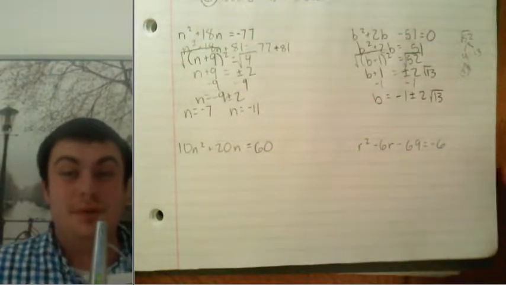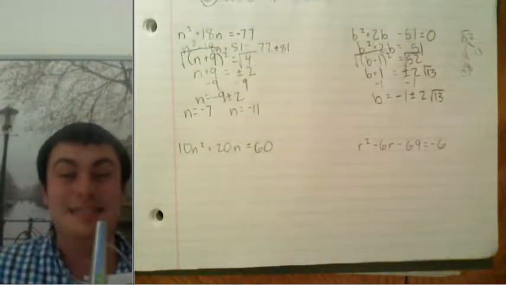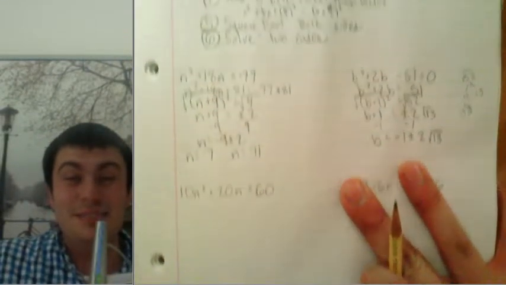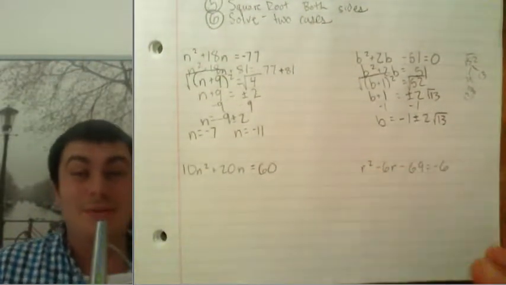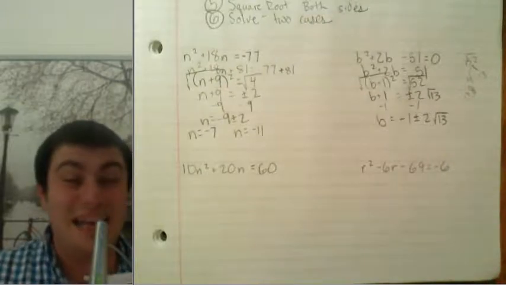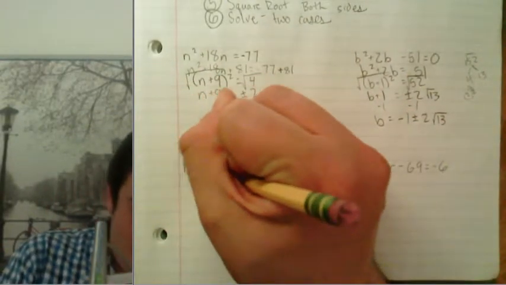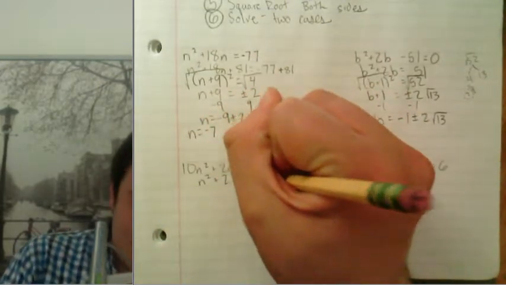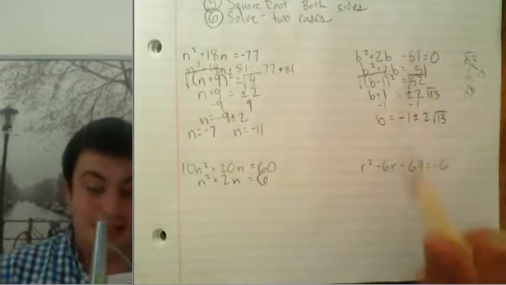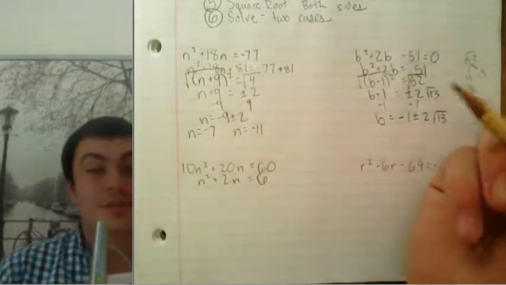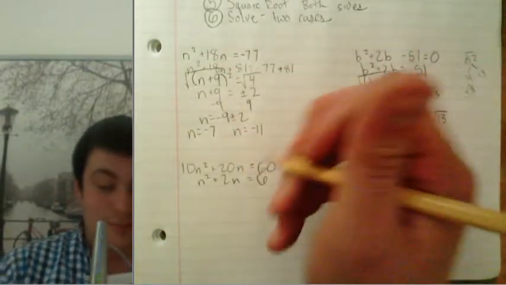Now, when we have 10n squared plus 20n equals 60. All of this we did with it being x squared. So sometimes when we rearrange, we might have to divide everything. We might have to divide by 10, so we'll have n squared plus 2n equals 6. Luckily, factoring it is the same thing over here. So half of 2 is 1. 1 squared is also 1, so I'm going to add 1 to both sides and factor.